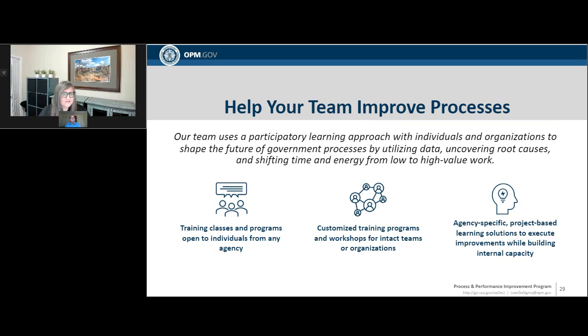So as I had mentioned earlier, in helping your team improve processes, there's a variety of methods and means that we can do this. One of the things that our team focuses on is partnering with other federal organizations to do this. And so we really value the ability to address data and address challenges and issues, both at the very small scale, so it might be within an immediate team, as well as spanning up to the larger, more strategic initiatives and challenges that our federal organizations are facing.